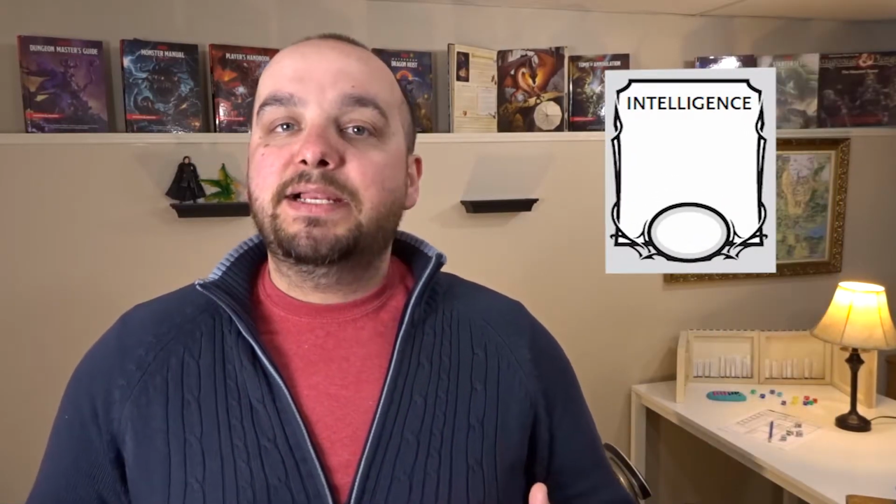Then we move on to Constitution. Constitution is how fortified you are. Constitution is your ability to take a rotten tomato, eat it, and not get sick. Now we have your mental ability, starting with Intelligence. Intelligence is how book learned you are. Your intelligence is your ability to know that a tomato is a fruit.